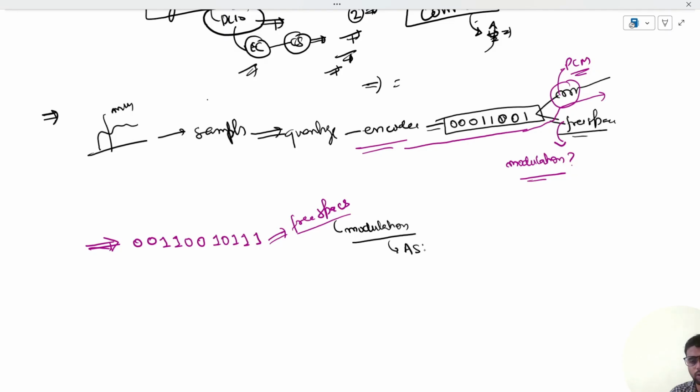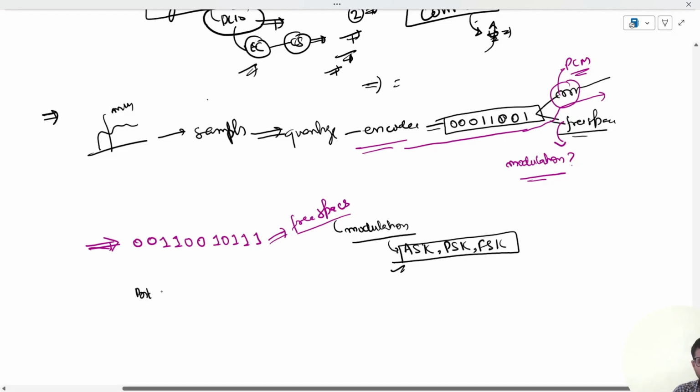In analog we have what? Amplitude modulation, pulse modulation, frequency modulation. Here we have amplitude shift keying, phase shift keying, and frequency shift keying: ASK, PSK, and FSK. These are the three techniques that we will understand in this video. So if we are using bit by bit transmission.